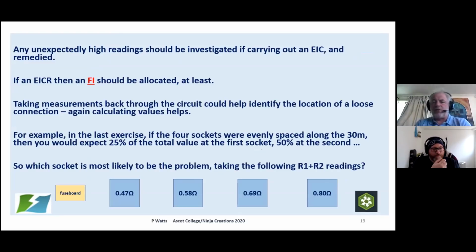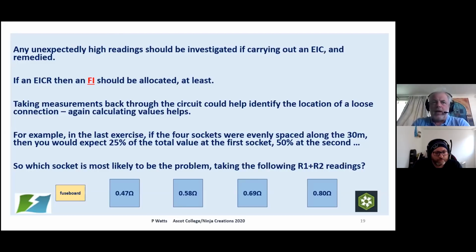If we're doing a periodic, an EICR, then if we've got an unexpectedly high reading, it's an FI at least. Taking measurements, if we've got a circuit with multiple sockets on it, a radial circuit, then taking measurements back through the circuit could help to identify any loose connections or any problems. Again, calculating the values helps. So in the last exercise, we had the 4 sockets, evenly spaced from the board, 30 meters in total. So the first socket is 7.5 meters, the second socket is 15 meters, and so on.